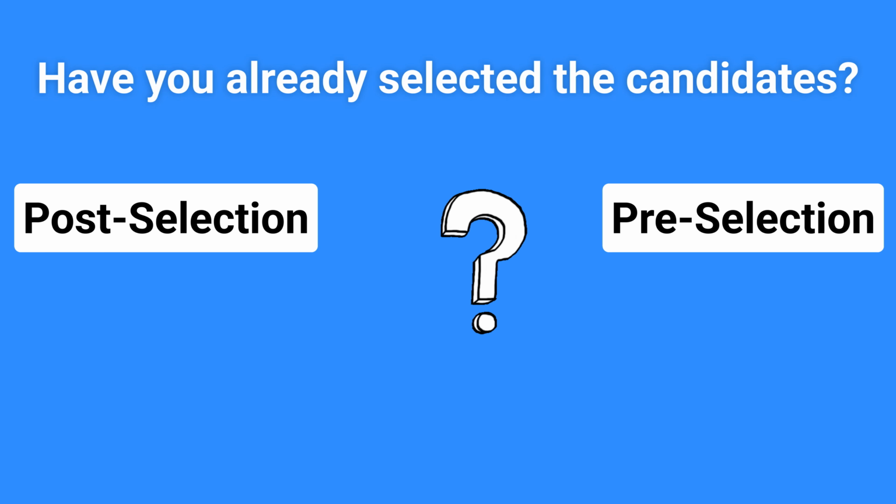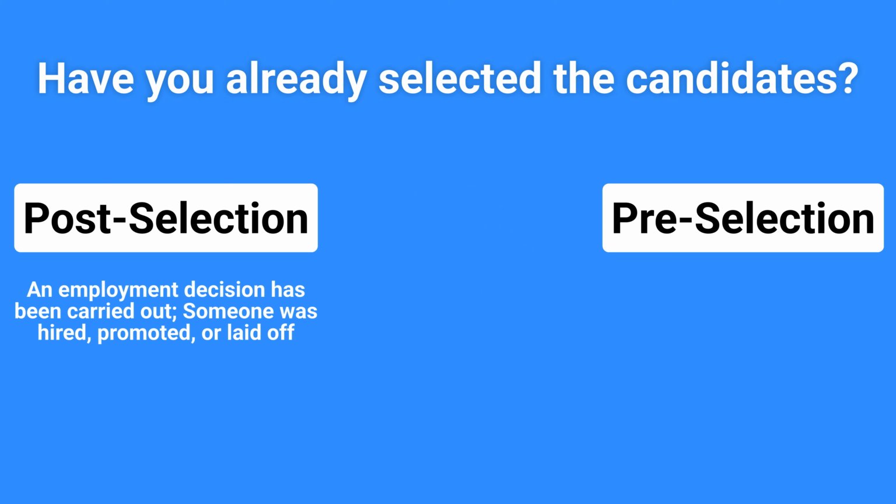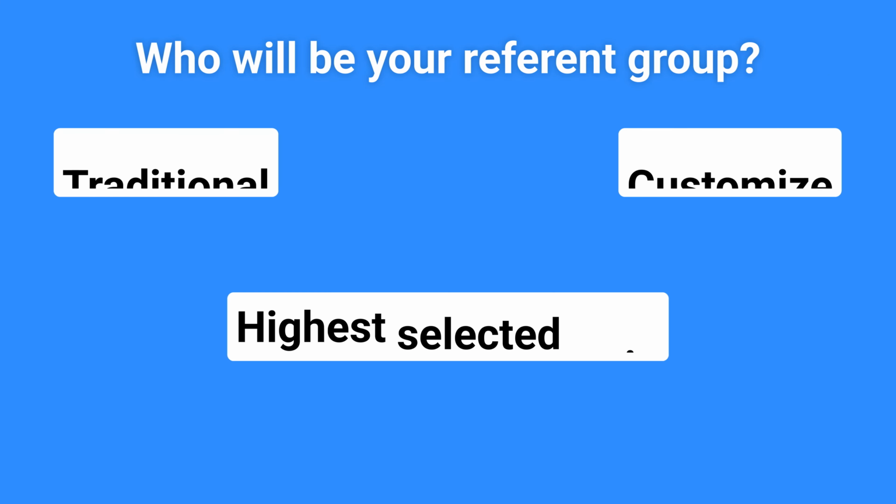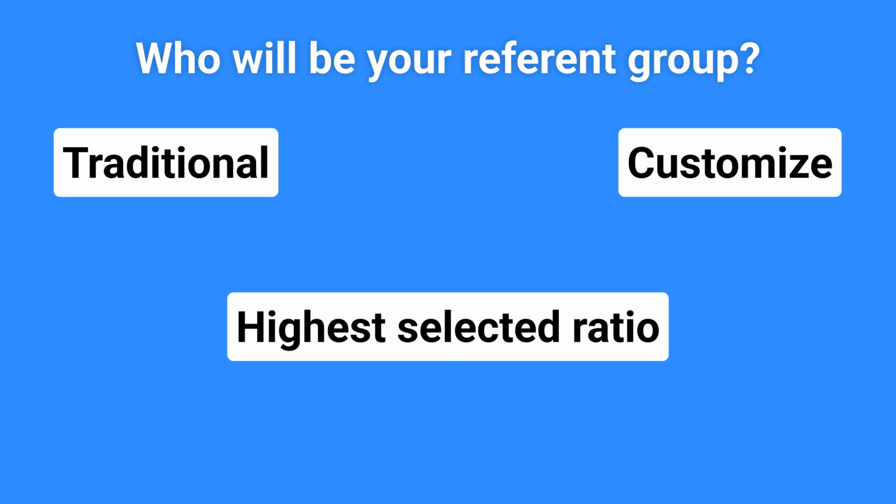Now to our second question, have you already selected the candidates? When defining the criteria, it's important to distinguish whether this data was collected pre-selection or post-selection. Let's break down the key differences. Post-selection refers to candidates who have moved beyond eligibility and are officially selected. At this stage, action has been taken, whether it's hiring, promotion, or reduction in force. Pre-selection refers to the stage where candidates have been assessed, scored, and ranked, but no actual employment action has been carried out. Now to our final question, who will be your referent group?